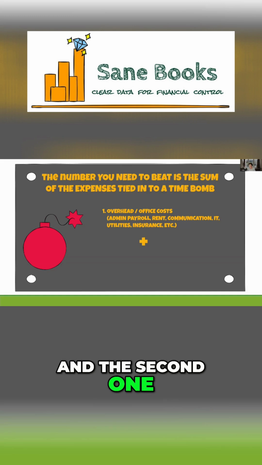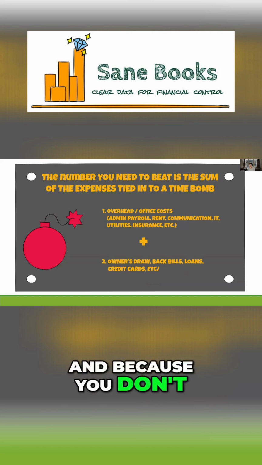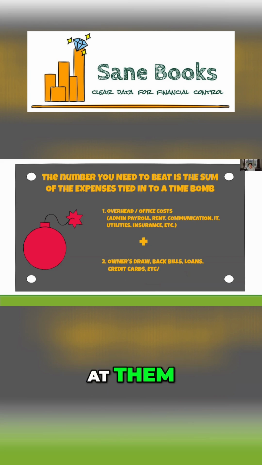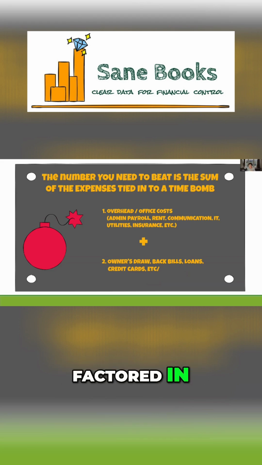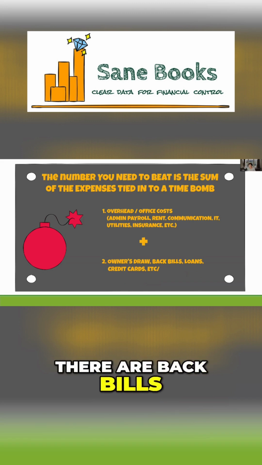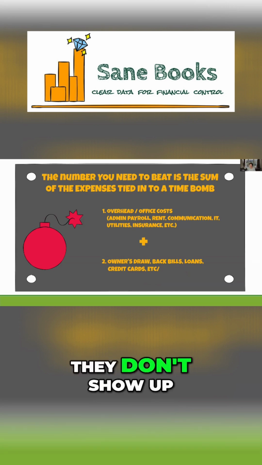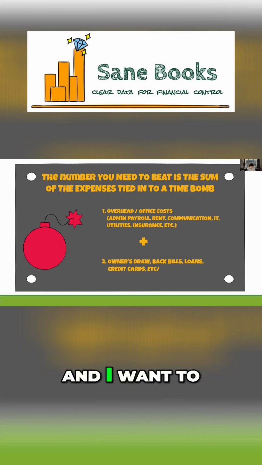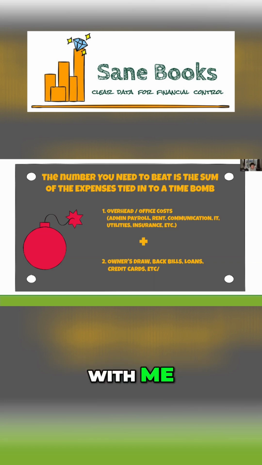The second one usually gets not understood: expenses that you don't find on a profit and loss. And because you don't find them on a profit and loss, people forget to look at them. So the owner takes money, and the owner will always take money from the business because that's why the owner started the business. That needs to be factored in. Very, very often, there are back bills to pay, there are loans, there are credit cards. All of these are tied into time. And they don't show up on a profit and loss statement. And I want to tell you a story because I actually had this one client who got very, very upset with me, didn't understand this.